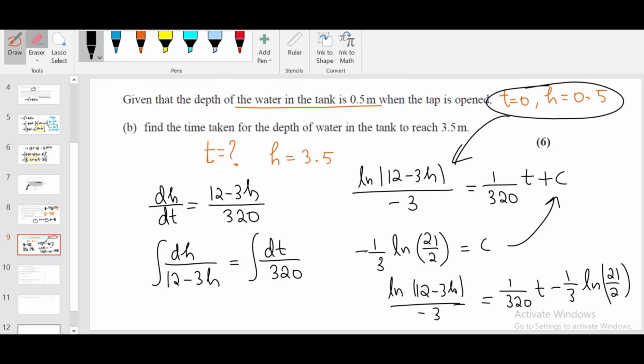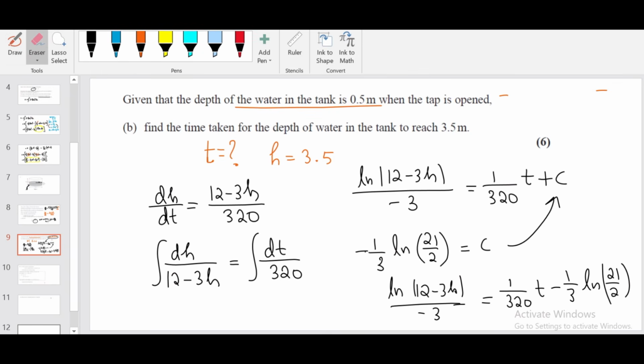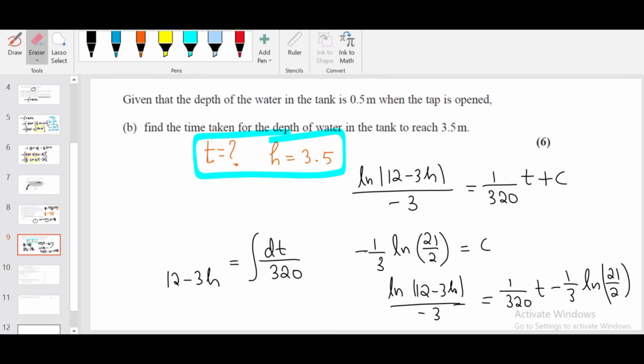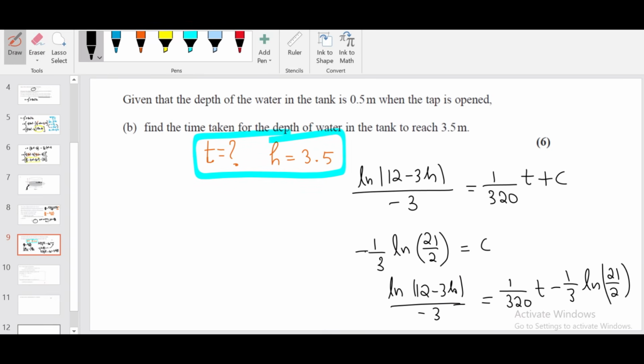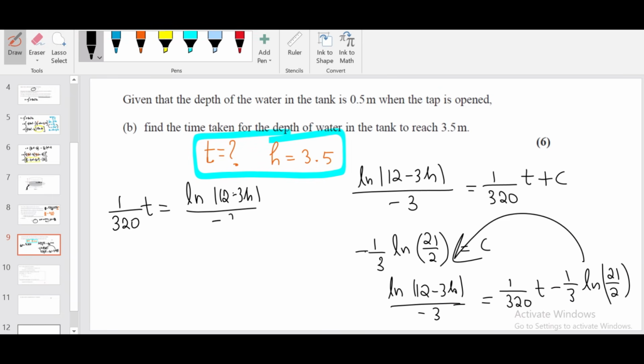That's the final equation. Now in this equation, we need to sub in h is equal to 3.5, and find the value of t. So I'm going to rewrite the equation. Just bring this term here. So 1 over 320 t is equal to, because later you can multiply by 320, ln modulus 12 minus 3h divided by minus 3 plus 1 over 3 ln 21 over 2.